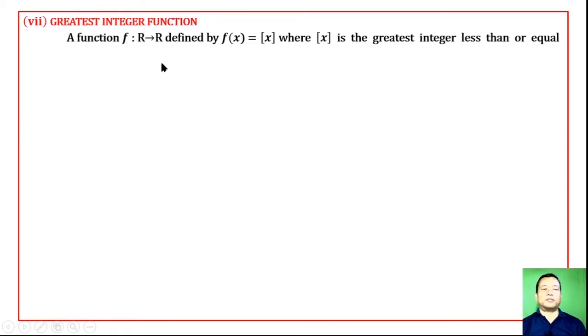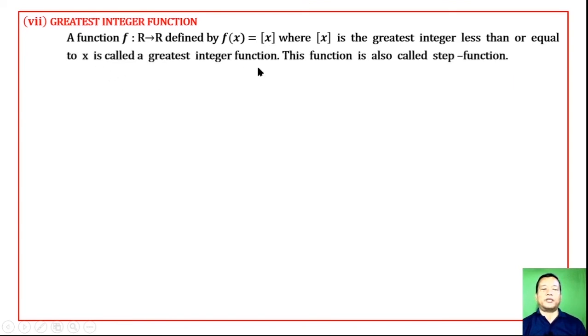Greatest integer function. A function f from R to R defined by f of x equal to x within third bracket, where x within third bracket is the greatest integer less than or equal to x, is called a greatest integer function. This function is also called step function. What does this symbol denote? This symbol denotes the greatest integer less than or equal to x.